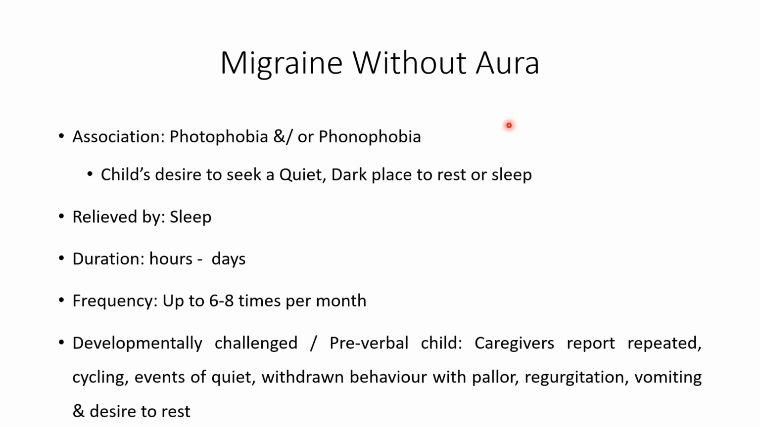In developmentally challenged or pre-verbal children, the caregiver may give a history that the child has repeated cycling events of quiet, withdrawn behavior, which may be associated with pallor, regurgitation, vomiting, and a desire of the child to rest.